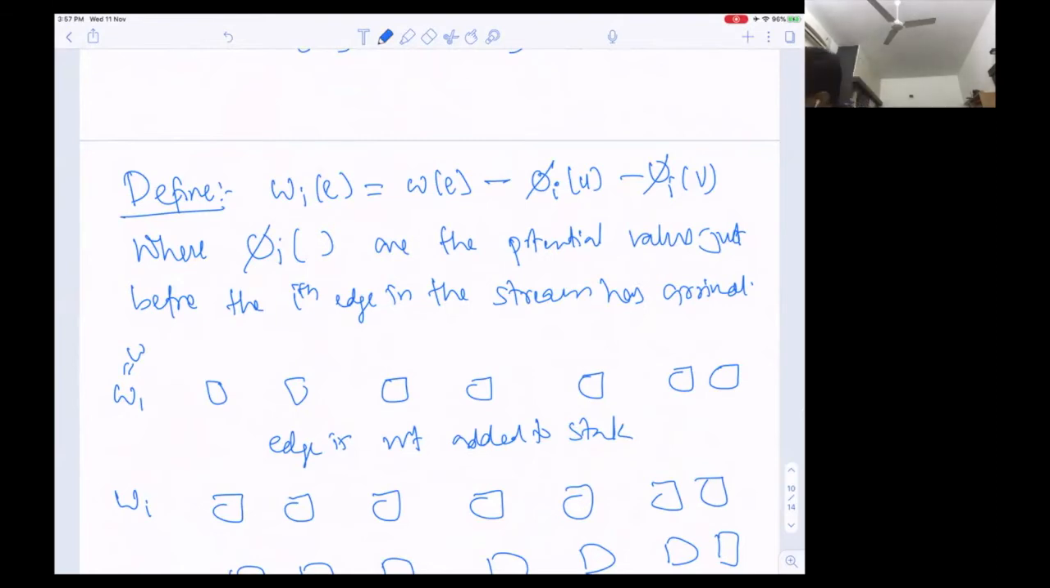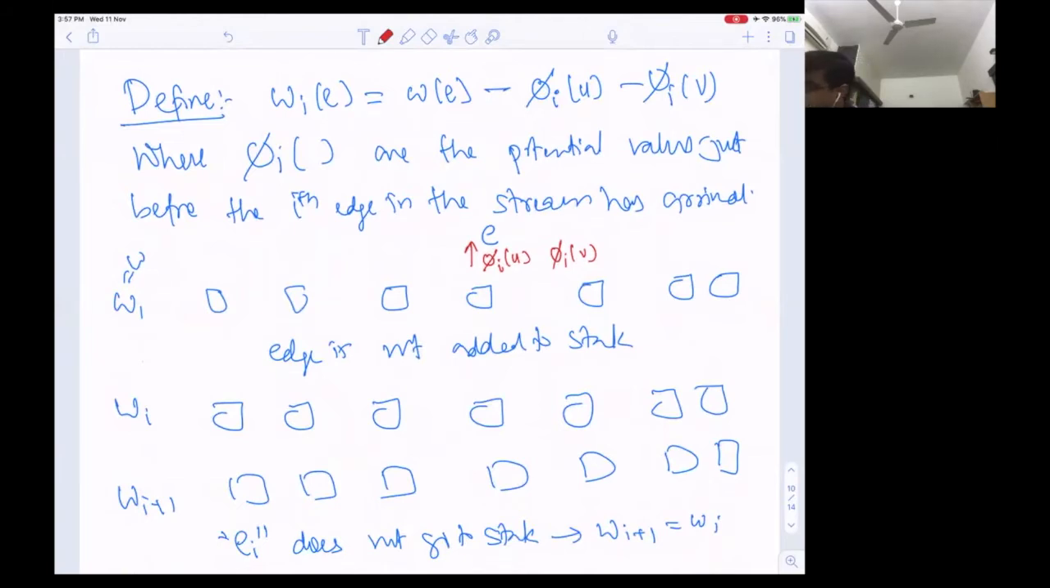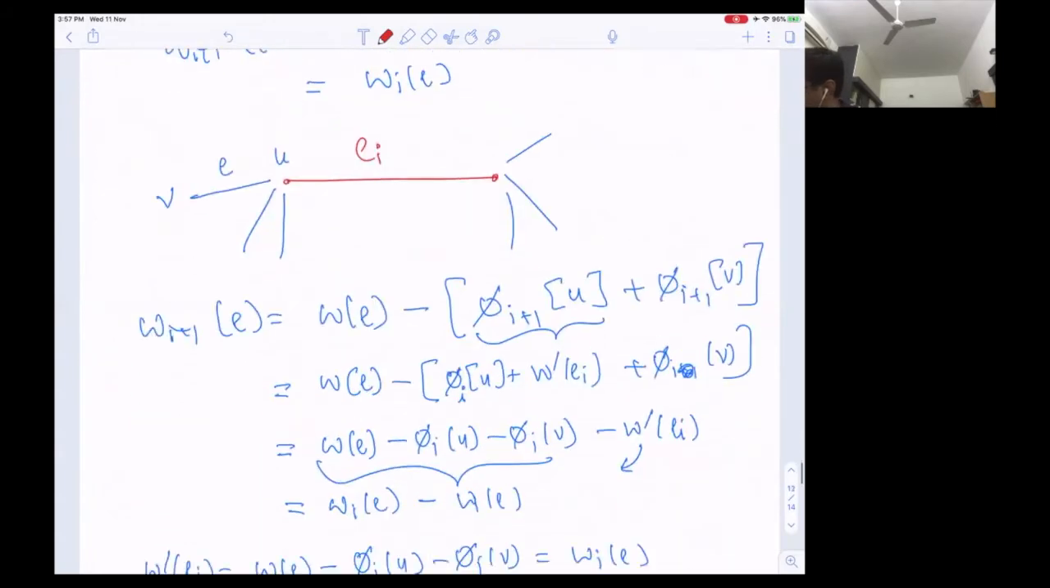So suppose E has arrived now. At this point of time, what is the value of U and what is the value of V? So this is what Wi of a particular edge is. Look at its endpoints: its real weight minus the potential which is stored at U and V. And then we try to understand how a weight function Wi and a weight function Wi plus 1 of a new edge are related to each other. So this is where we were trying to understand everything.